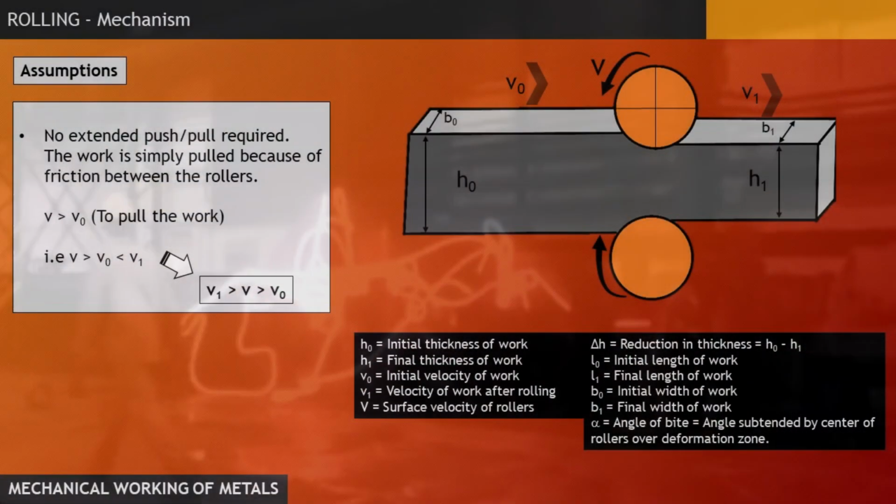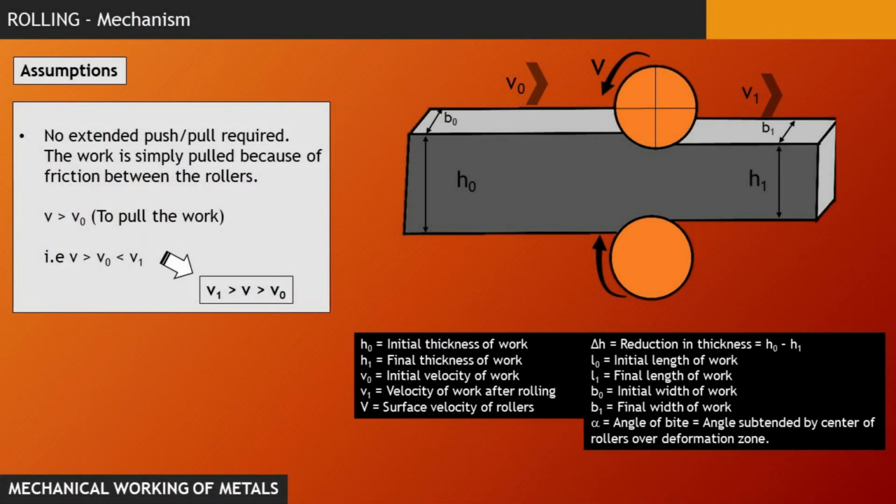So comparing the previous condition and this condition, we have the velocity at the exit as the highest velocity, followed by the surface velocity or the tangential velocity of the rollers, followed by the entry velocity of the work material.